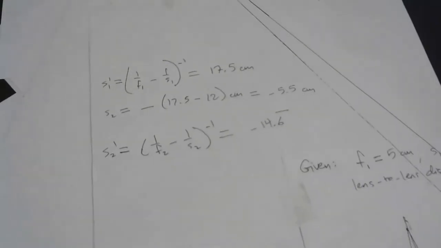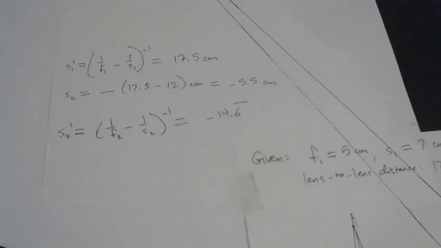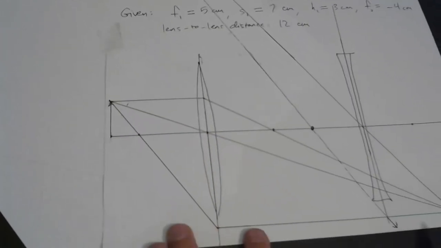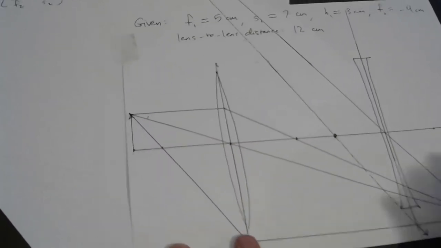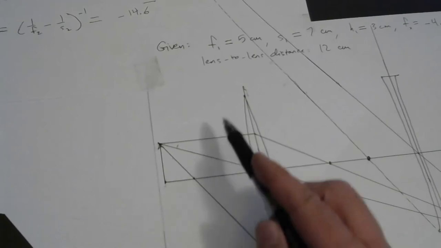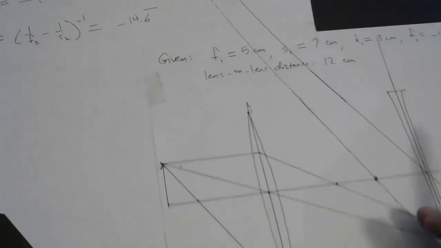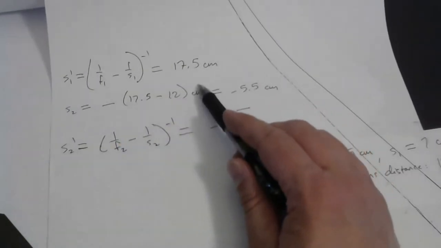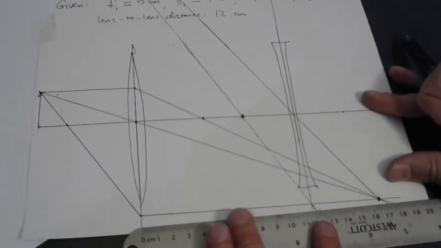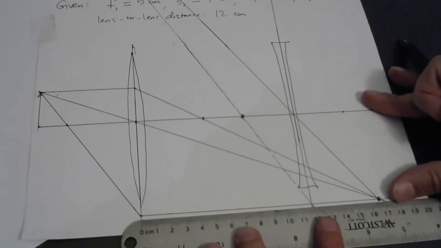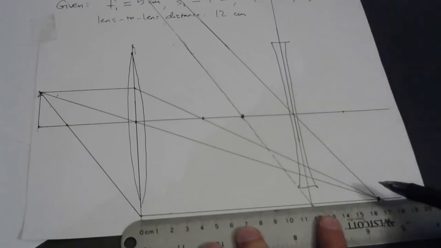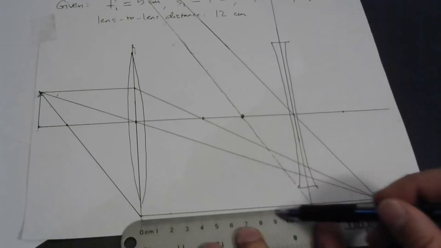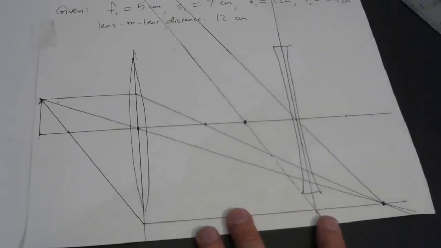So before I bothered to measure that, I checked these results with the thin lens equation. So first I figure out, where is this image in terms of the first lens? I plugged in the object distance of 7 centimeters. I plugged in the focal length of 5. Here's what I find. The image from the first lens should be 17.5 centimeters from the first lens. And I can check that with my ray diagram. I find just shy of 17 centimeters. So my ray diagram doesn't match the thin lens equation all that well. I think it's because I wasn't very careful in drawing this line parallel to the optical axis.